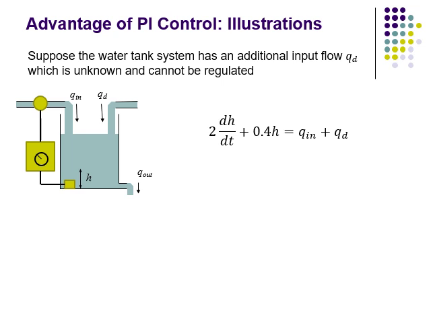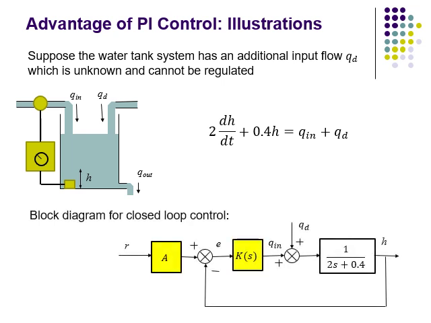So in this case, the governing equation for the system is going to be modified. On the right side of the equation, we've got Qin, which depends on the feedback control, but we've also got an additional term, Qd. So in this case, the block diagram for the closed loop system has the form shown at the bottom here.